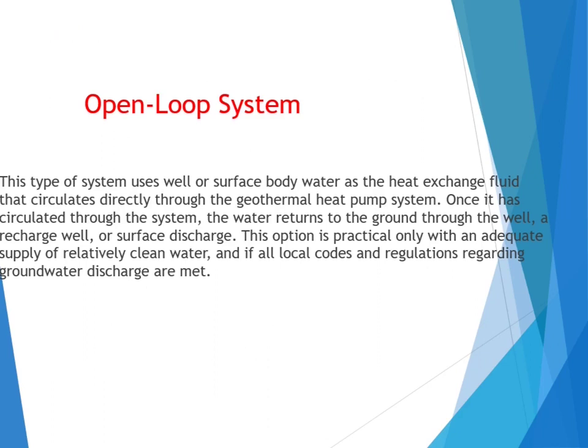Open loop system. This type of system uses well or surface body water as the heat exchange fluid that circulates directly through the geothermal heat pump system. Once it has circulated through the system, the water returns to the ground through the well, a recharge well or a surface discharge. This option is practical only with an adequate supply of relatively clean water, and if all the local codes and regulations regarding the groundwater discharge are met.